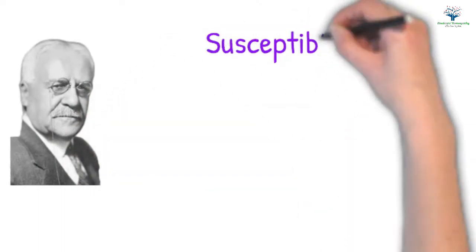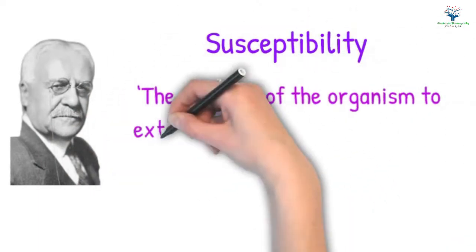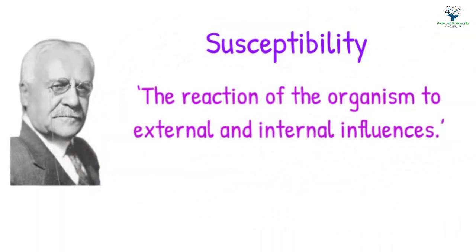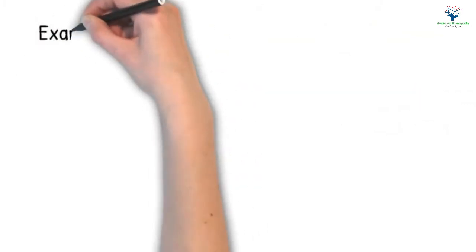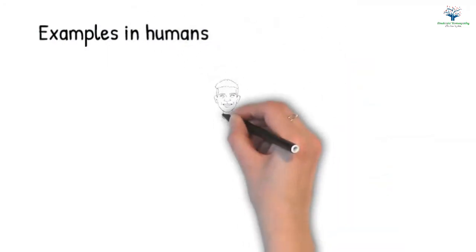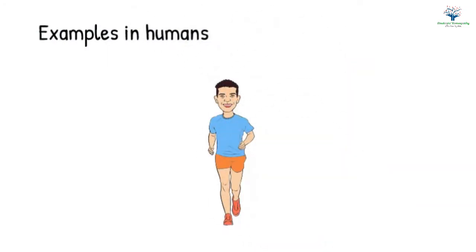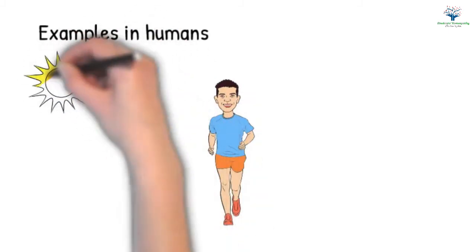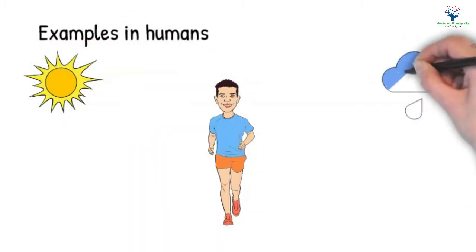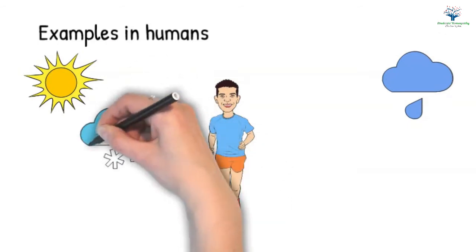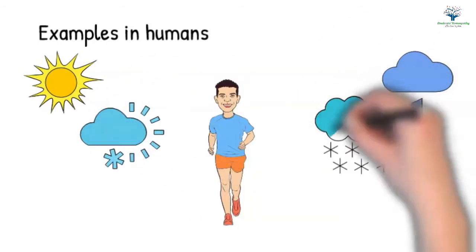Therefore, he defines susceptibility primarily as the reaction of the organism to external and internal influences. Then he tells that we have seen this influence in the example of lower animals. Now, let's consider human beings. Susceptibility can be illustrated in a better way in humans. We have seen very frequently that humans are susceptible to climatic conditions and environment.